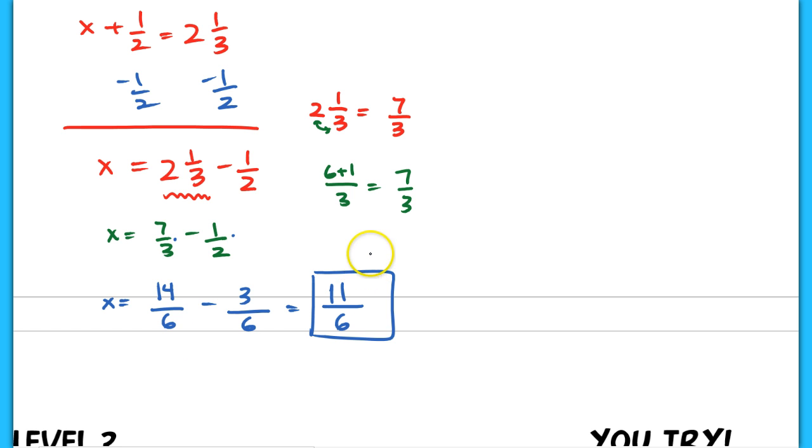So we have an answer of 11/6. That's an improper fraction because we have a big number on top over a smaller number, and so we call that an improper fraction.